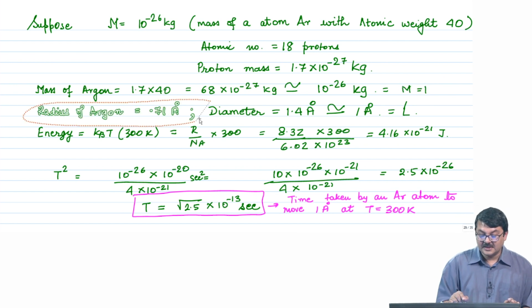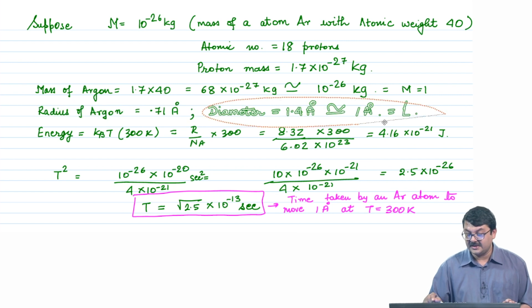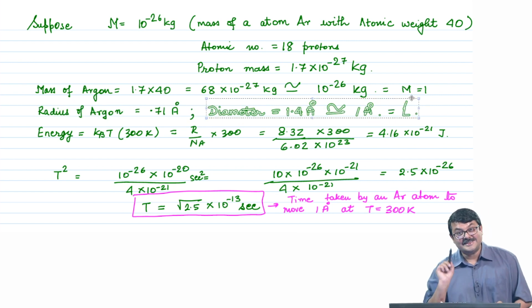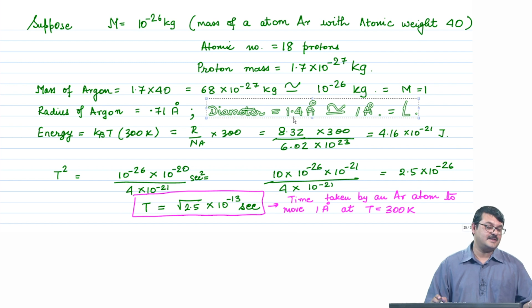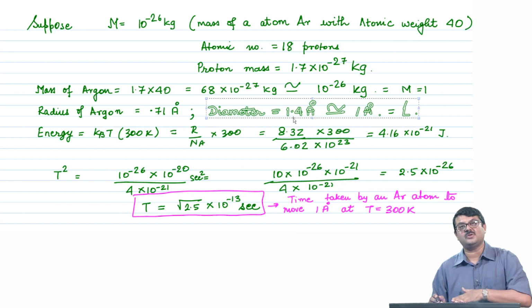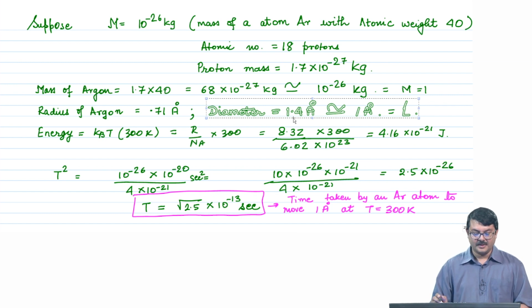The radius of argon is 0.71 angstrom, the diameter is 1.4 angstrom, and this length you are setting to be 1. So, when you say that your box size is 30 in some units, it is in units of the diameter of your particle. If the diameter is 1.4 angstrom, then the simulation box size is 30 into 1.4 angstrom. Yesterday in our computer code, we used the box size to be 15, so the box size is 15 into 1.4 angstroms.